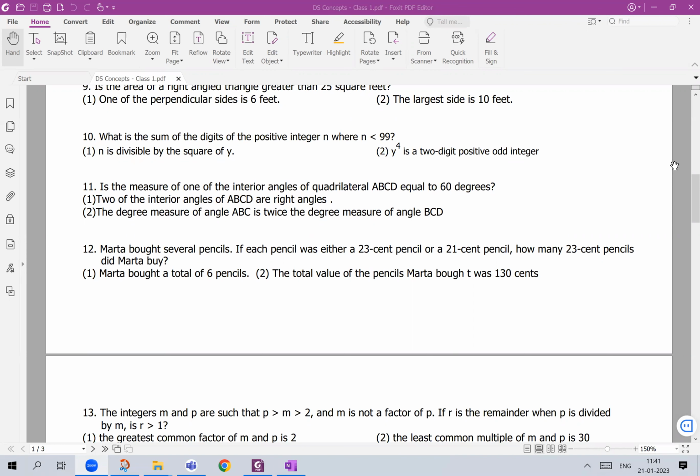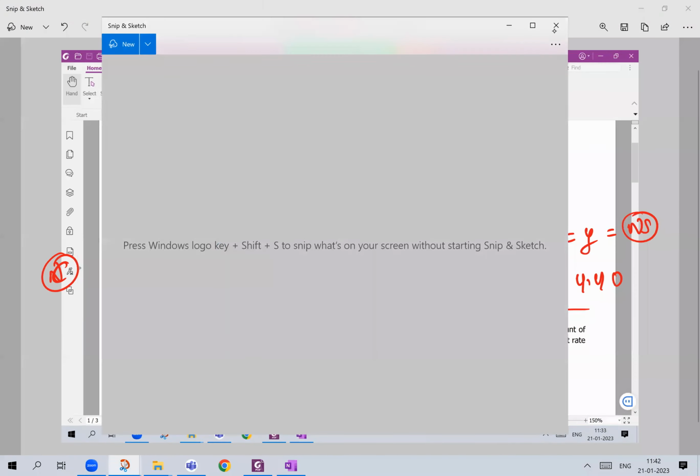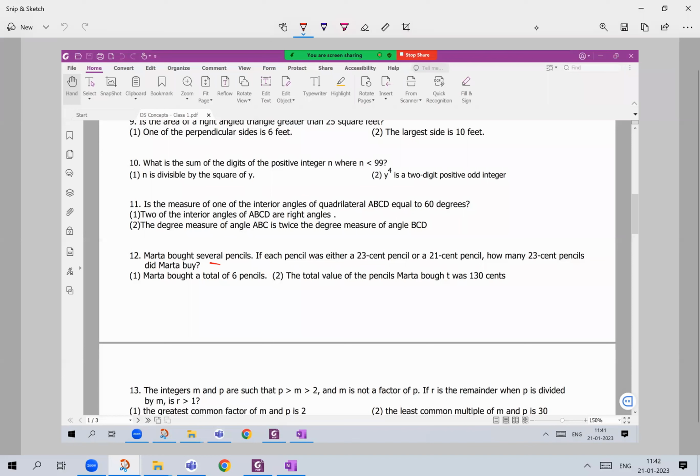So this is a pretty simple one, right? It says here, Marta bought several pencils. If each pencil was a 23-cent pencil, let's say 23 cent was X pencil, 21 cent was Y pencil. Y number of 21-cent pencils, X number of 23-cent pencils. The question is how many 23-cent pencils, let's say X. It means what is the value of X?